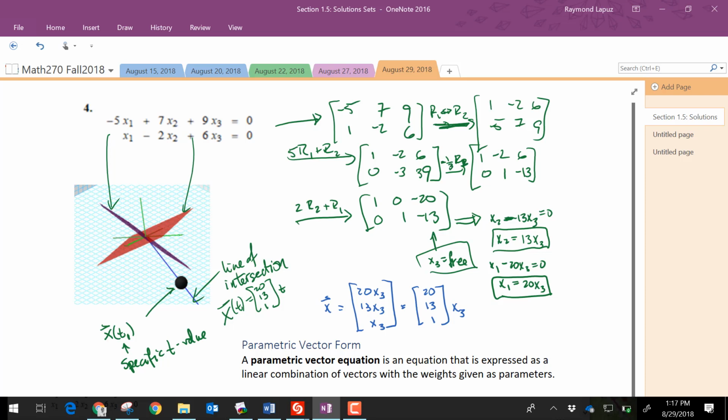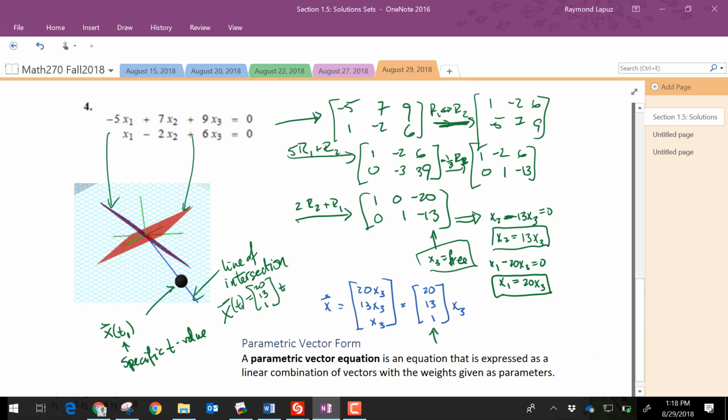Yes. So your solution is a span of one vector. So we can even say that. So solution is the span of 20, 13, 1. It's the span of that one vector. So when your solution is a linear combination of these things, you can look at it as a span. Okay. Questions? All right.